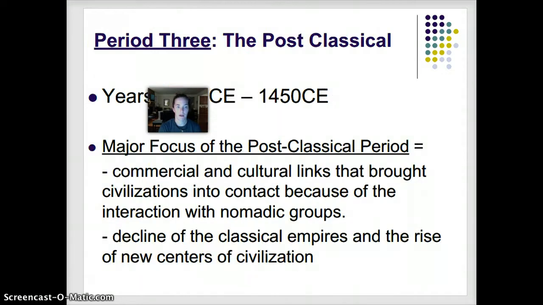Next up is period 3, and it is 600 CE to 1450 CE. So 600 CE is at the fall of the classical empires, and then we're going to learn right up until the rise of the Age of Exploration. The major focus of the post-classical is commercial and cultural links that brought civilizations into contact because of the interaction with nomadic groups, and again, the decline of the classical empires and the rise of new centers of civilization. So, for example, the fall of Rome and the rise of the Byzantine.